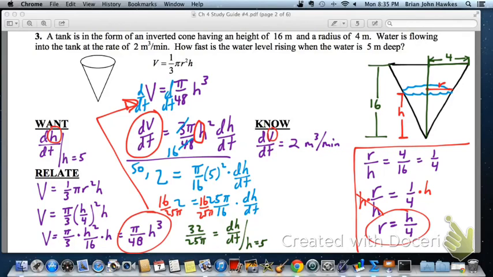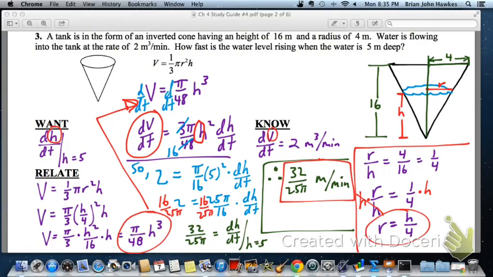So that's my answer, but let me make sure I answered the question correctly. How fast is the water level rising when the water is 5 meters deep? Okay. Well, then we would say, so our answer, let's put it in this box right here, therefore, the answer is 32 over 25 pi, and this is a height, so it's just meters per minute. 32 over 25 pi meters per minute.